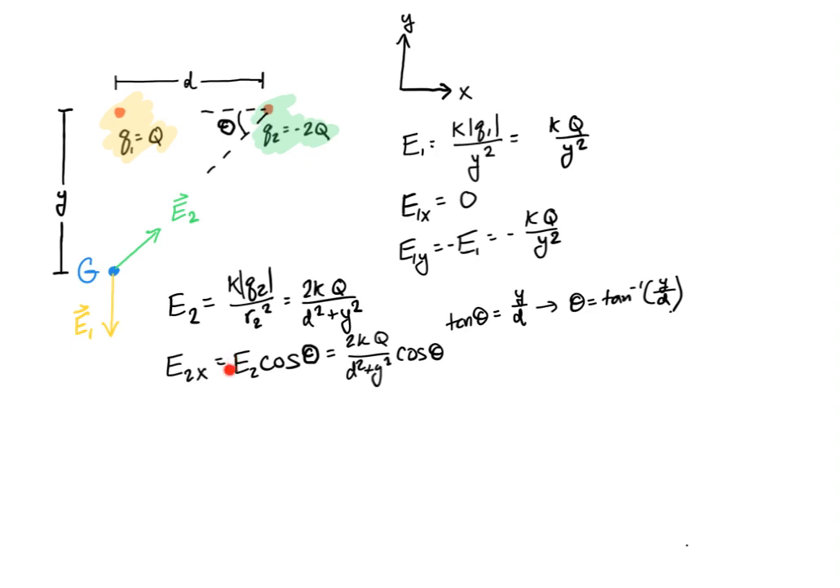Now you'll note I did not put a negative sign here because the x component of E2 is in fact pointing to the right, which is our positive direction. So the next step is we have to figure out what is E2y. Well, that's simply E2 times the sine of theta. And that gives us 2kq over d squared plus y squared times the sine of the same angle.